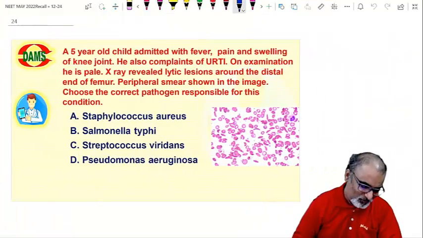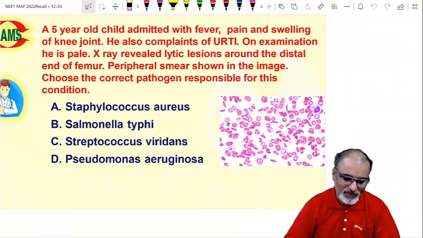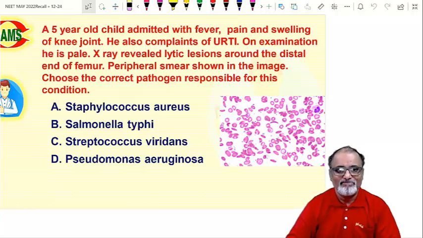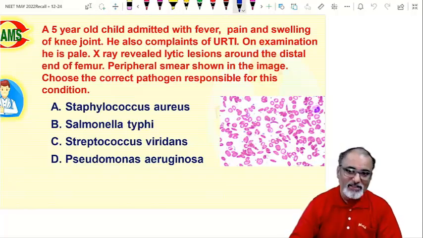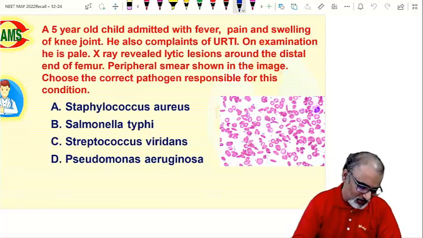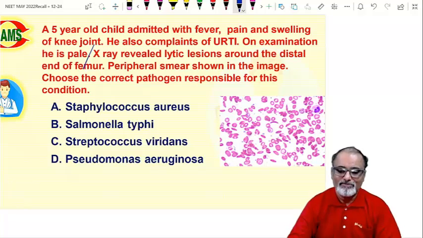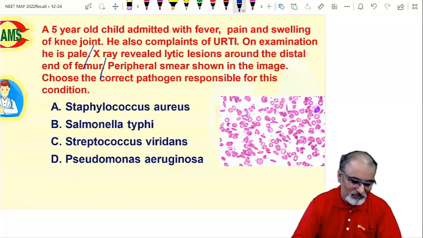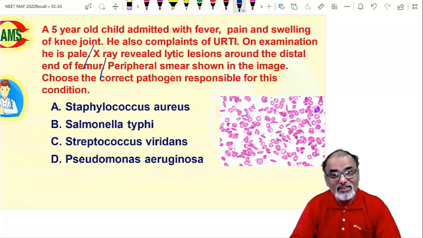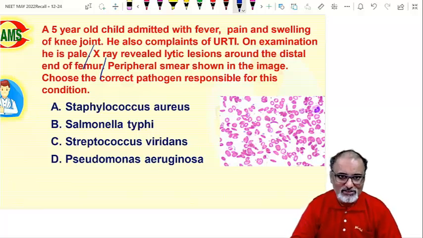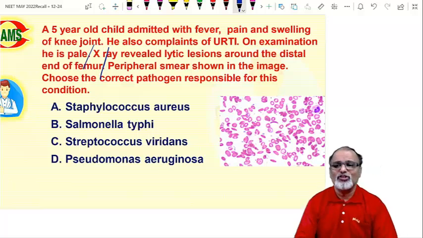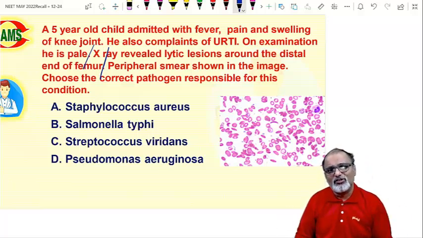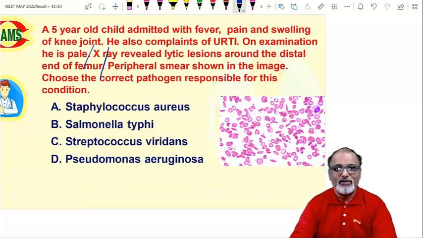Yeah. A 5-year-old child admitted with fever, pain, and swelling of the knee joint. He also complains of upper respiratory tract infection. On examination, he is pale. Some people say they mention he is anemic. X-ray revealed lytic lesions around the distal end of the femur. Somebody says metaphysis, and they give the features of osteomyelitis. So they say, sir, it's an osteomyelitis case. You feel something related to osteomyelitis. Some people beautifully mentioned the same thing.